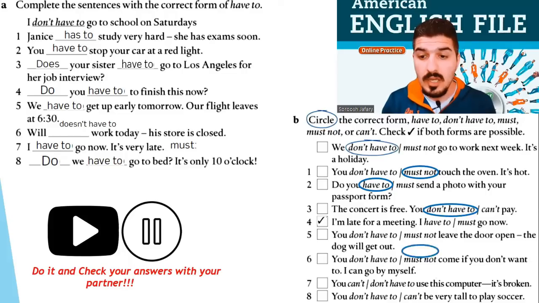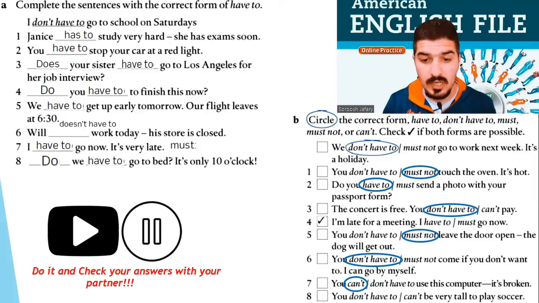Number 5, you must not leave the door open. The dog will get out. Number 6, you don't have to come if you don't want to. I can go by myself. Number 7, you can't use this computer. It's broken. And the last one, you don't have to be very tall to play soccer. Right? Well done, everybody. As always, you got it all right.